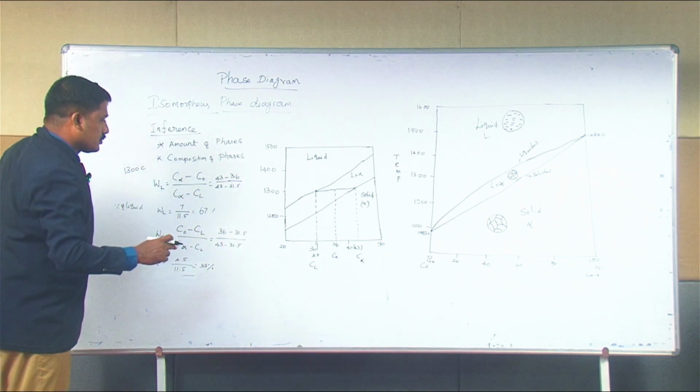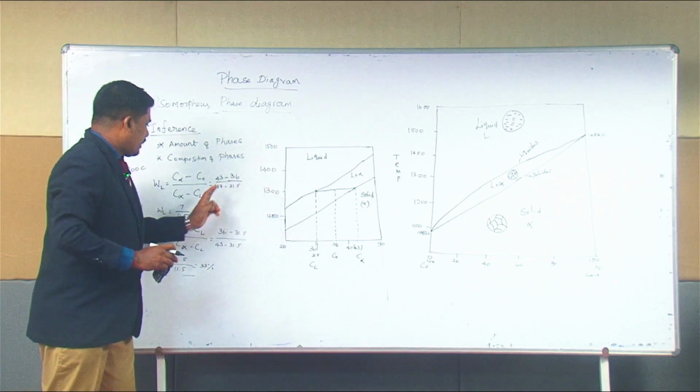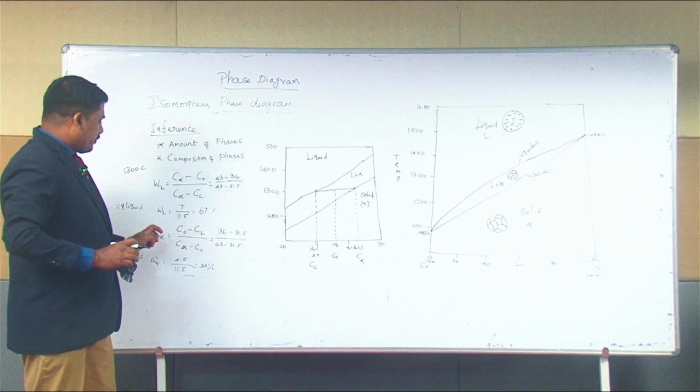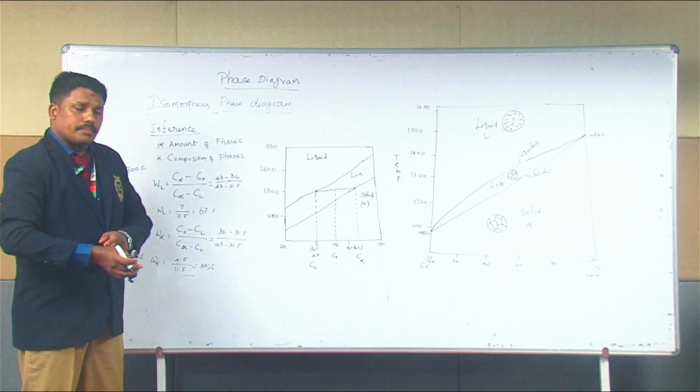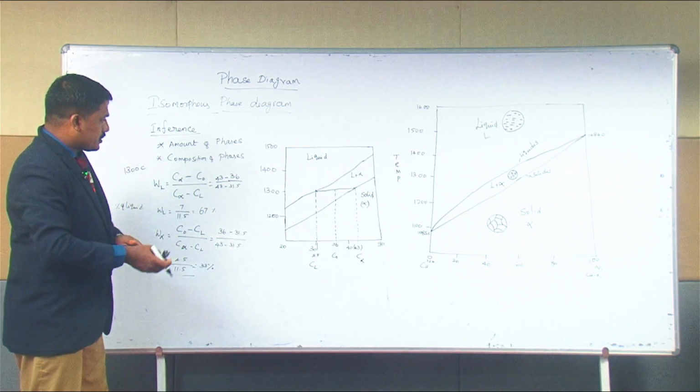So using this tie line and the lever rule, we can find out the amount of phases for different temperatures.